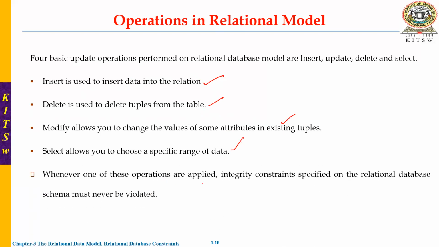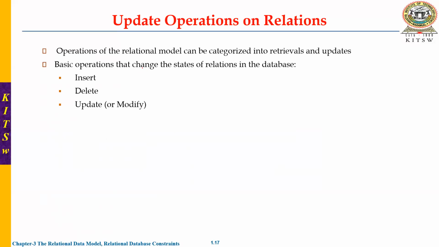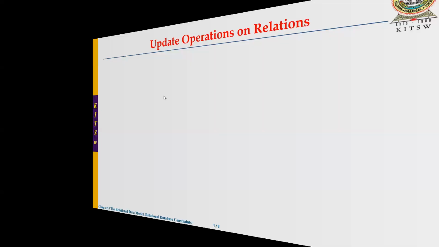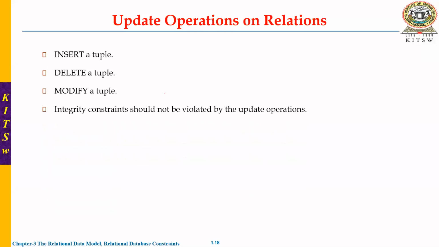So whenever one of these operations is applied, the integrity constraints specified on the relational database schema must never be violated. Operations of the relational model can be categorized into retrievals and updates. The basic operations that can change the state of the relation in the database are insert, delete, and update or modify. Update operations on a relation: insert a value into a tuple, delete a tuple, modify a tuple. Integrity constraints should not be violated when you are doing all these operations.